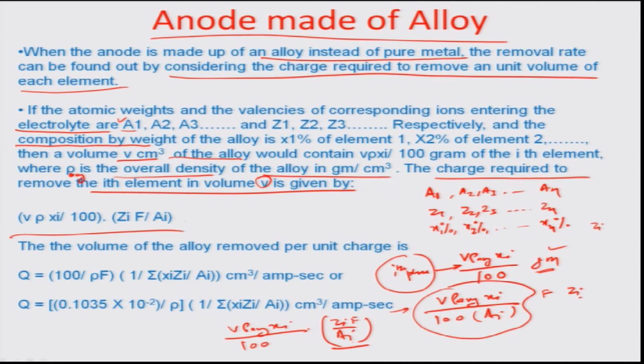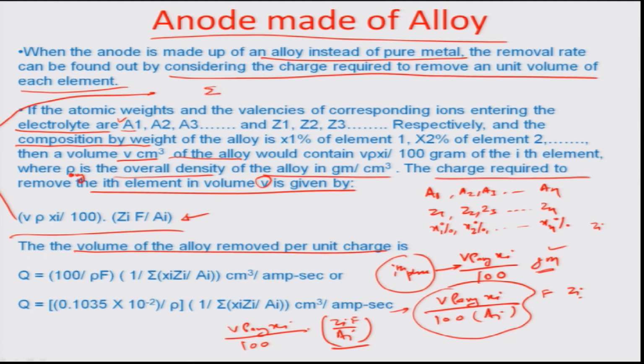So, that is how you give the total amount of charge required. And obviously, the volume of the alloy removed per unit charge would then be equal to the total amount of charge of all the I elements added together, which I will write in a more simplistic manner here.